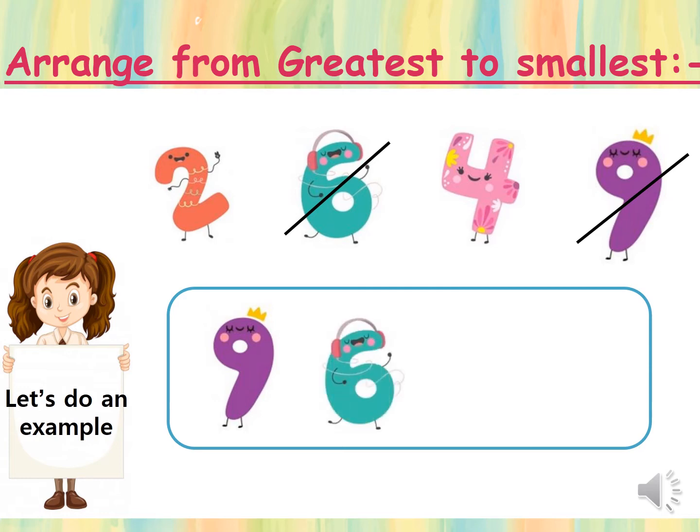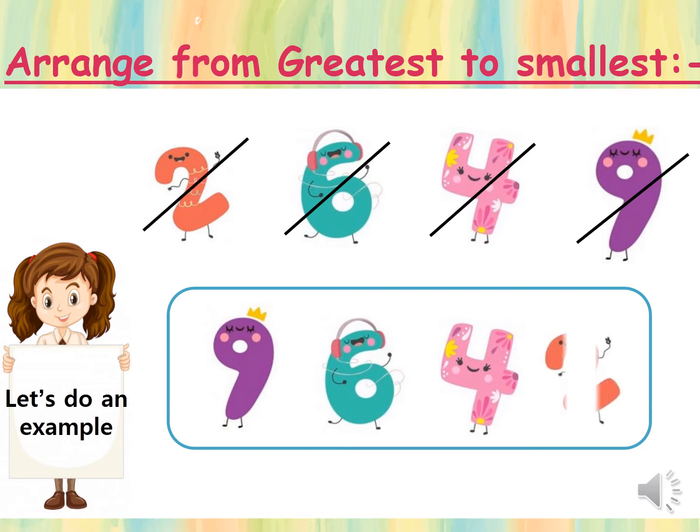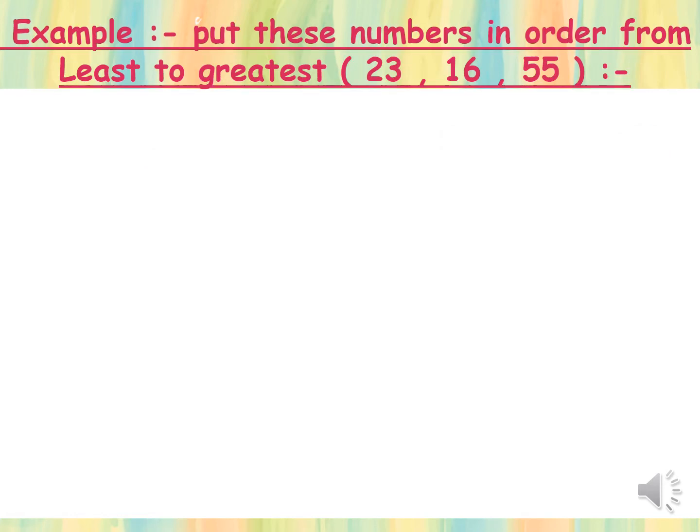Next, which number here is the greatest? 2 or 4? Yes, 4. I will put 4 and cancel it. So, the last number here is 2. I will put 2. Let's answer that example. Put the numbers in order from least to the greatest. It means ascending order.